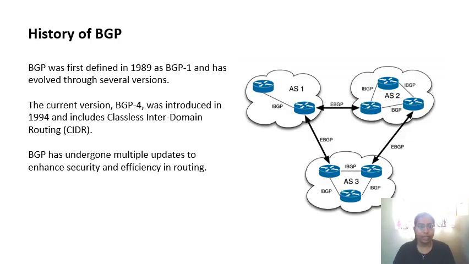History of BGP. BGP was first defined in 1989 as BGP-1 and has evolved through several versions. The current version, BGP-4, was introduced in 1994 and includes classless inter-domain routing. BGP has undergone multiple updates to enhance security and routing, and a diagram has been provided for BGP understanding.